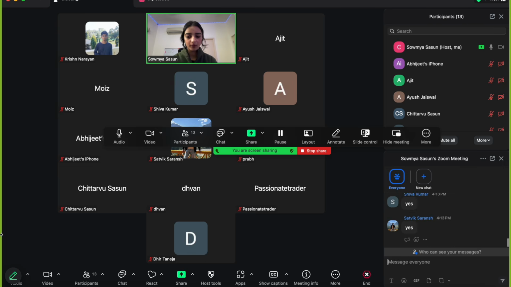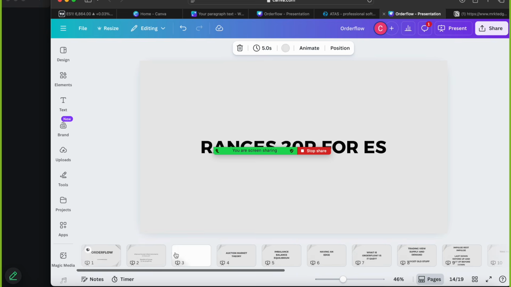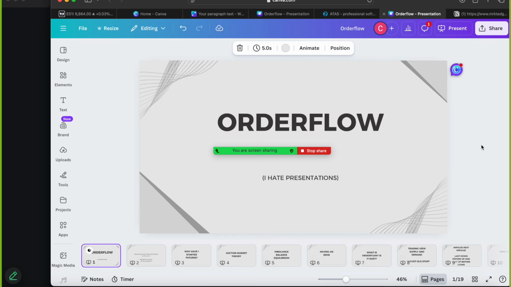Okay, so I just created a very rough PPT. Again, I don't really like to create PPTs, but the only reason I have it is because I don't want to miss out on any points. I've just noted down exactly what I want to talk about. So first of all, we are going to be talking about order flow.